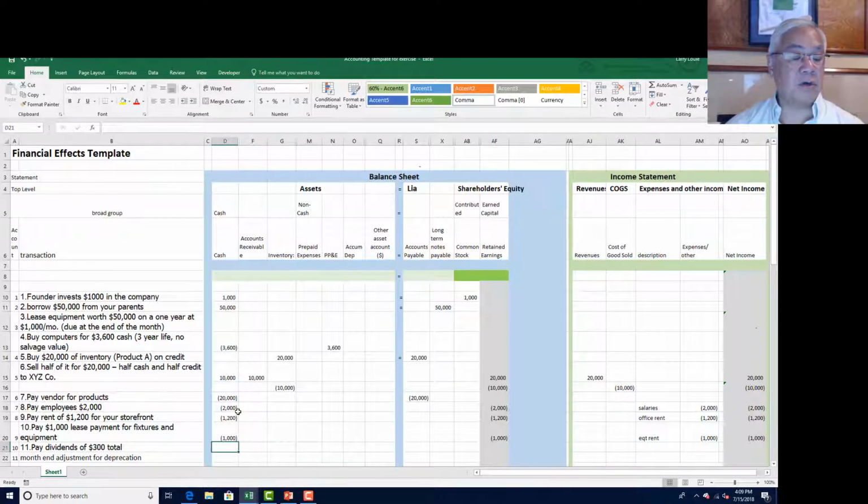Next transaction, we're going to pay dividends of $300. Now this is not an expense. It's money that goes to your shareholders. So it is a reduction in retained earnings.